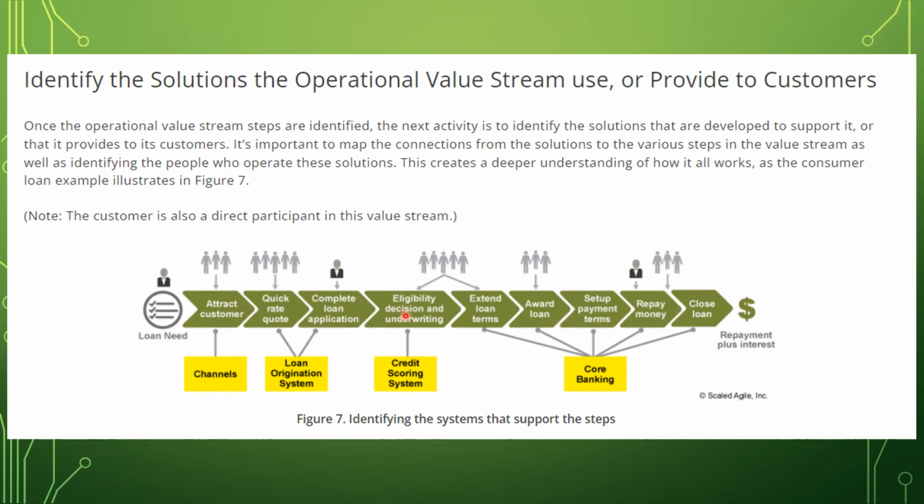To fulfill that operation stream, you need to build some solutions, right? Channels, loan origination system, credit scoring system, core banking system. As identified here, you need at least four business solutions. So the second step is identifying these solutions, which will help the operational value stream.